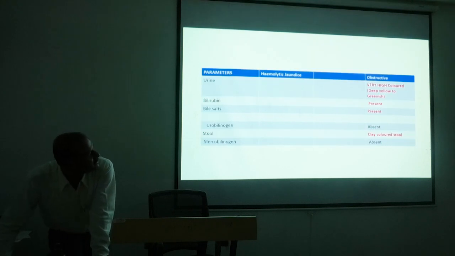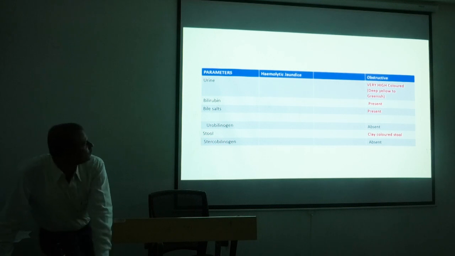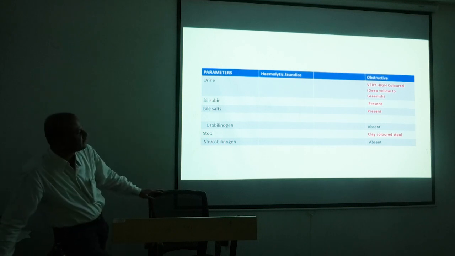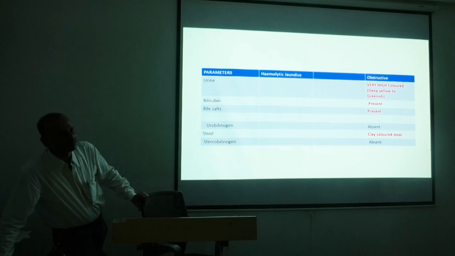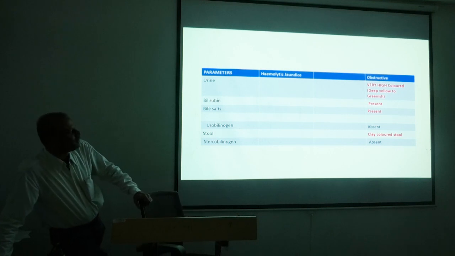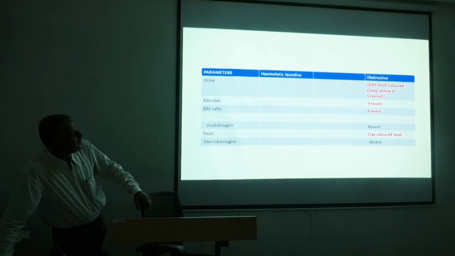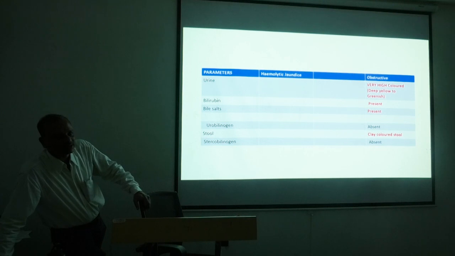So what about the color? The urine color is very high. If obstruction has taken place for quite a longer time and then the patient presents, that's why the color is normally very high. Bilirubin will be present, bile salt will be present, urobilinogen will be absent because there is obstruction. And that's why the stool color will be clay color, whitish color.